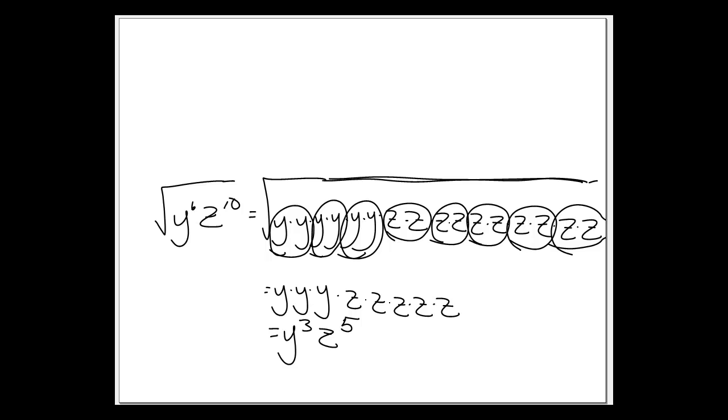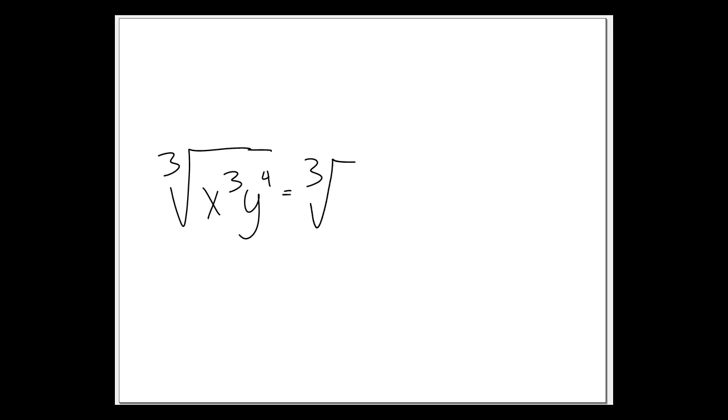Now we're going to try another one. We're going to move on to cube roots. And we're going to do the cube root of x cubed y to the 4th. Now, as you know, this can be written as x times x times x times y times y times y times y. I have to make sure that my radical sign goes all the way over them.